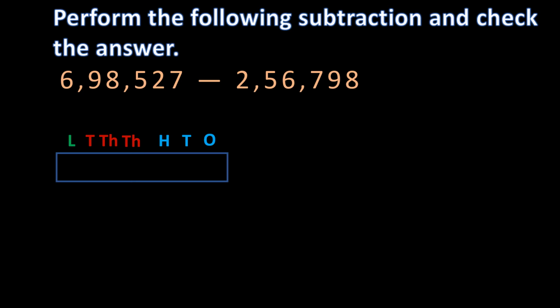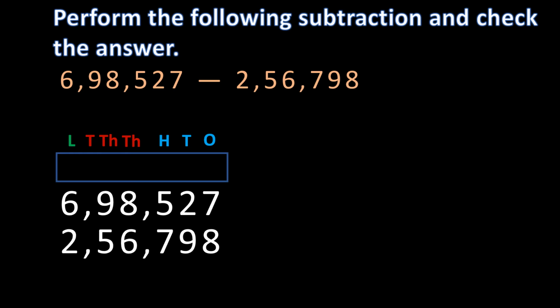So start writing the digit from ones. First write 6,98,527 on top like this and write 2,56,798 on bottom like this. Then we will write a minus sign on the left and draw a line so our answer can go below it. As usual, we start our subtraction from ones place.